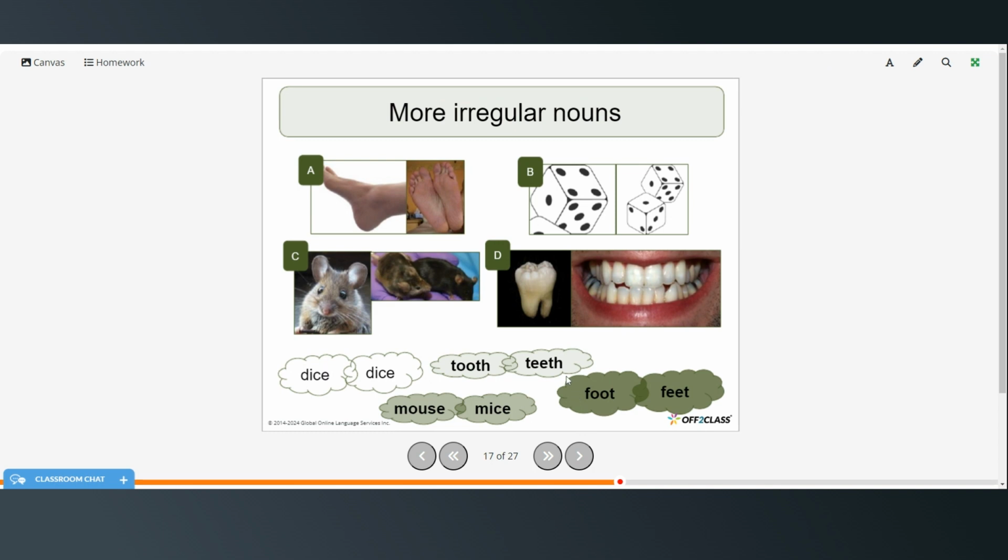All right, so now we have some more irregular nouns. So picture A goes with foot and feet. So we have 1 foot, 2 feet. Now dice, both the singular and the plural are the same. Dice, 1 dice, 100 dice. Picture C, we have 1 mouse and 2 mice. And picture D, 1 tooth and many teeth.